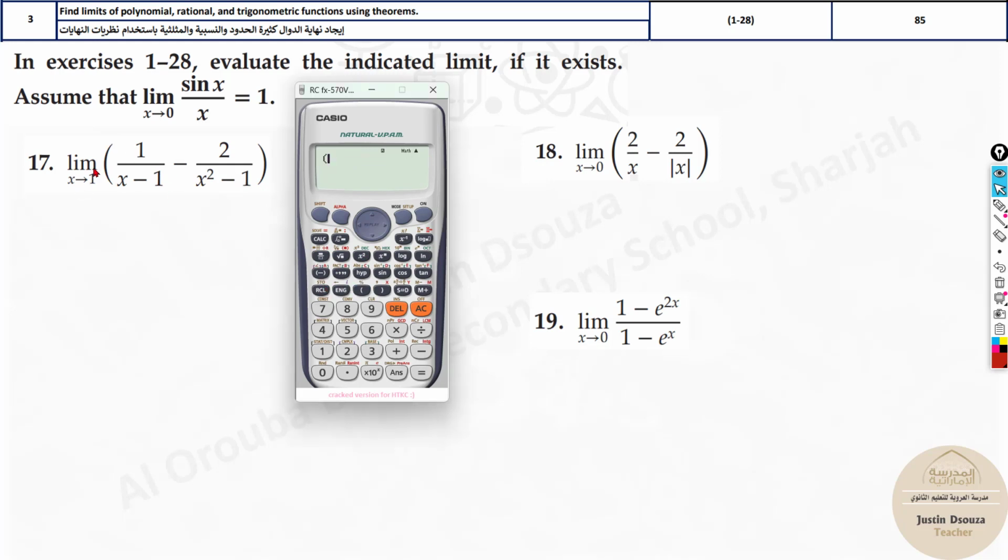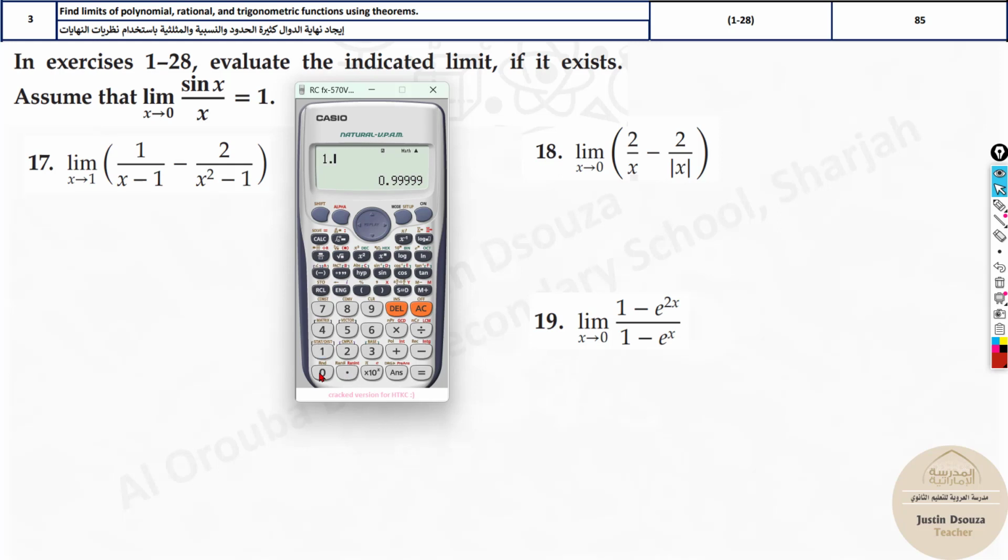Let's do it over here. Use the brackets. However is the question, type it out exactly like it is. x minus 1 minus, over here now, 2 divided by x squared minus 1. Now close the bracket here. Calculate at 0.999. The answer is 0.5. That's 1 by 2, half.